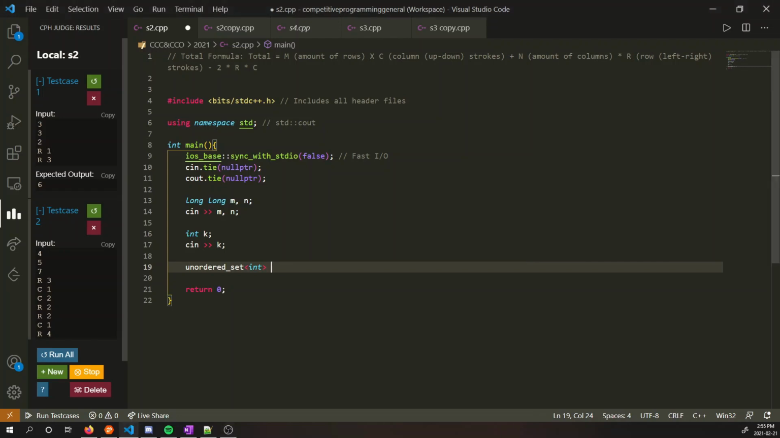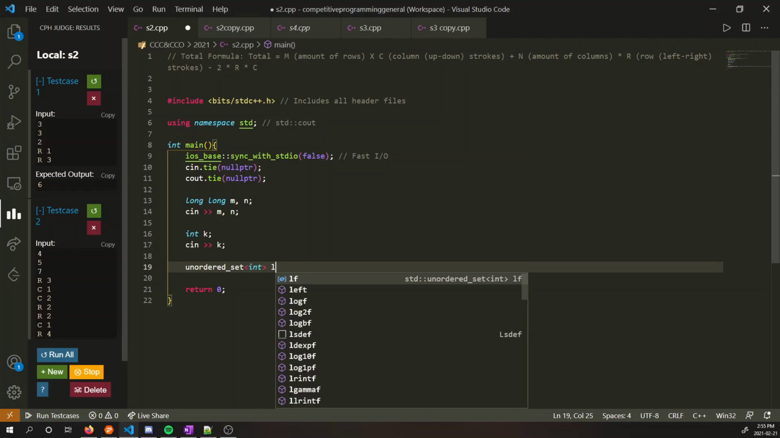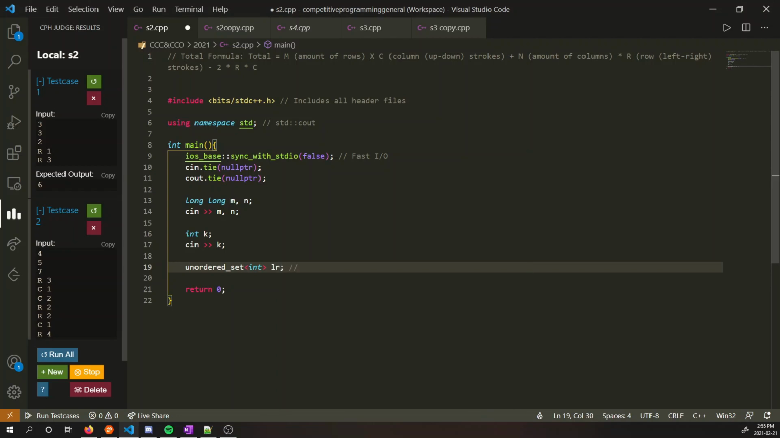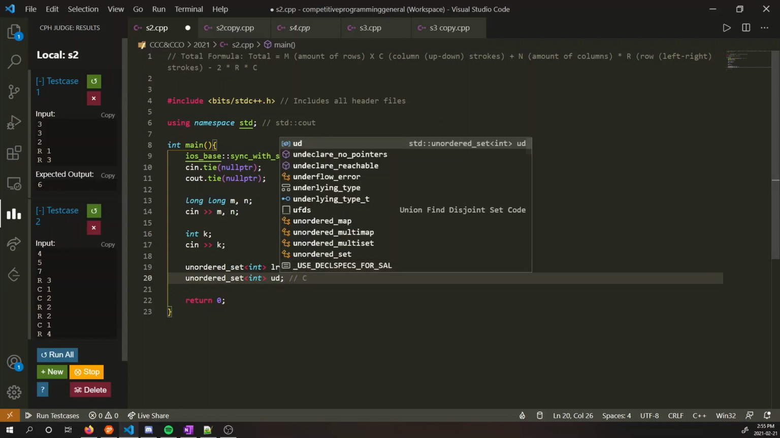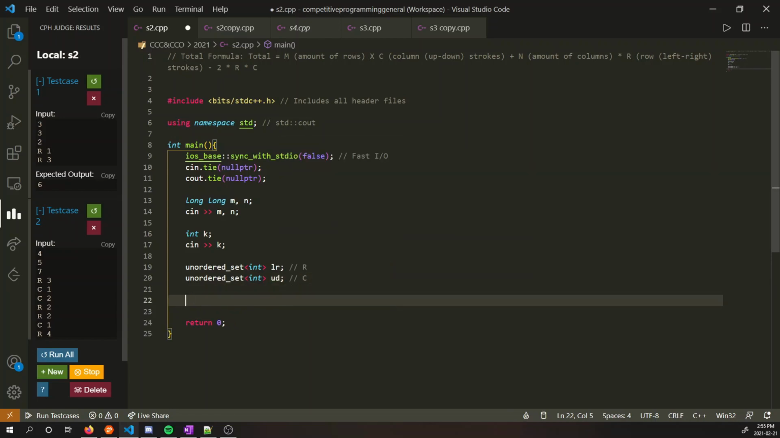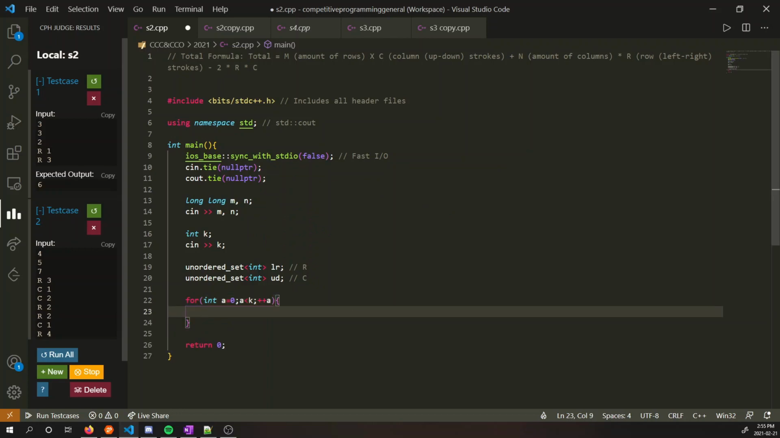Now the first one will be of left-right strokes, which is actually also row strokes, but I think it's easier to understand using left-right. And then there's the column strokes, which is up-down. Now we're ready to get into our main loop, which is just simply a for loop, a very simple definition, just to iterate through all the different strokes.